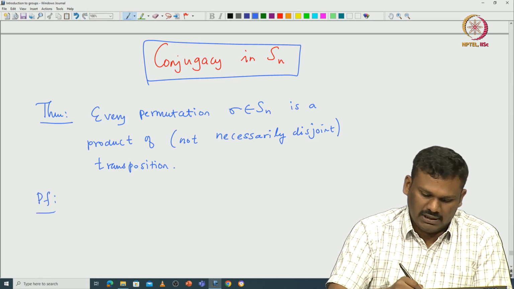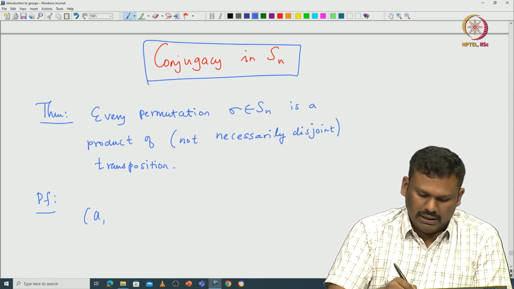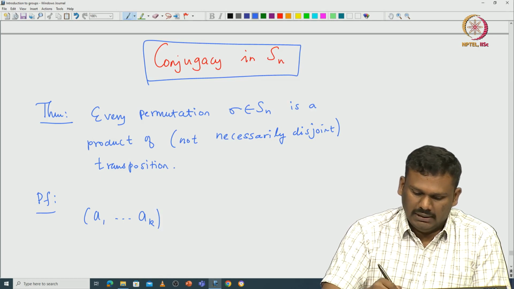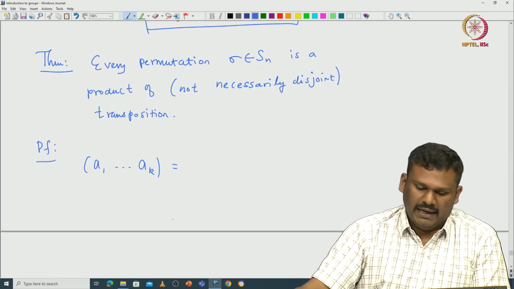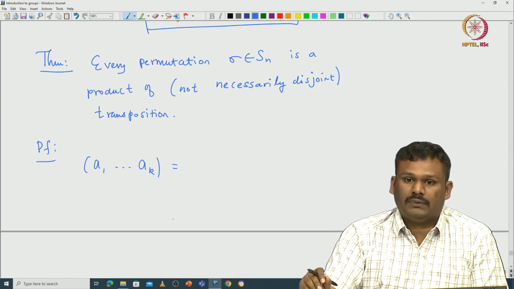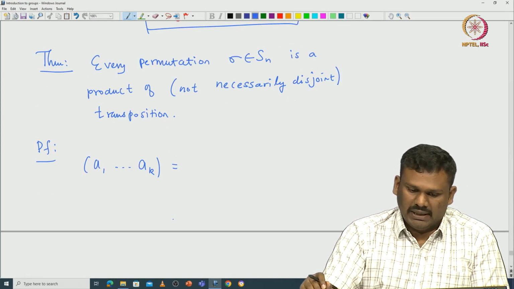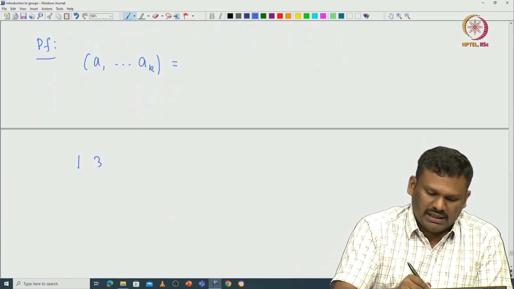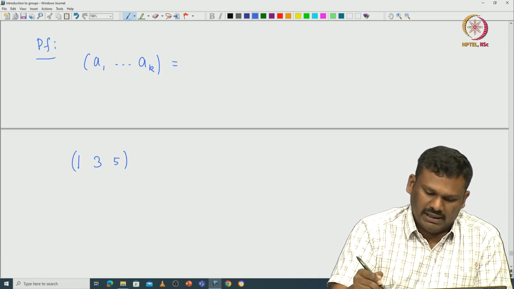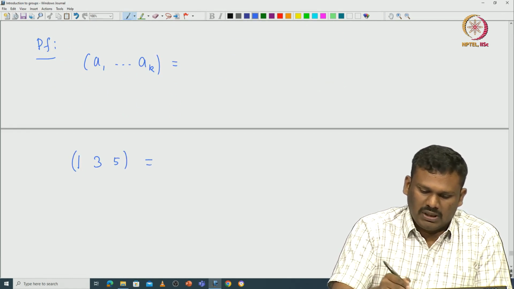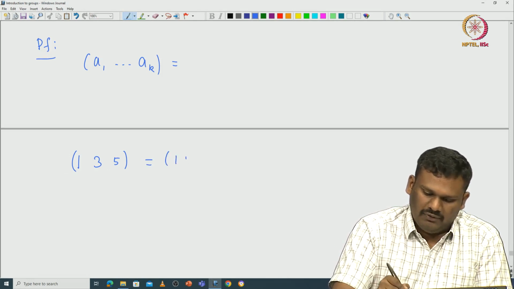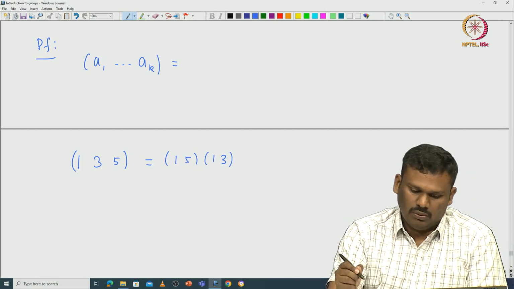You start with the cycle, let's call it A1 etc. AK, a cycle of length k. Then we want to write this as a product of transpositions. Let us do one example, then it will become very clear what we are talking about. Let's take the cycle 135 inside S5. If you arrange it, first you take 1 5 and then take 1 3. If you take the product of these two, then you get 135.